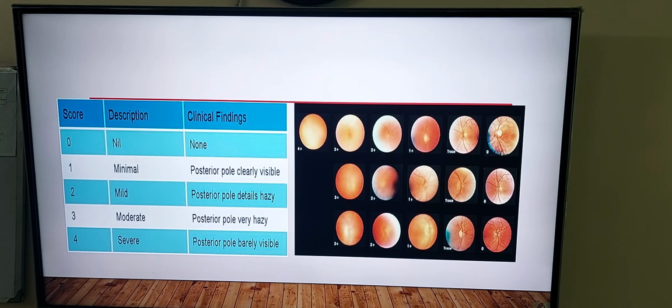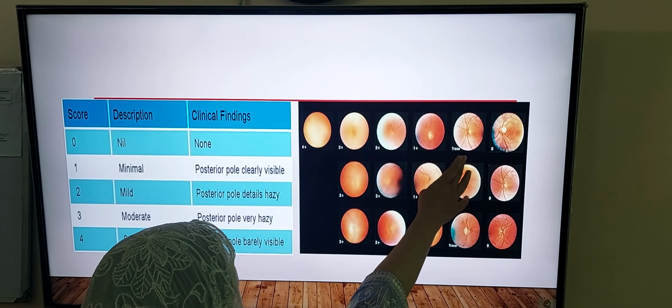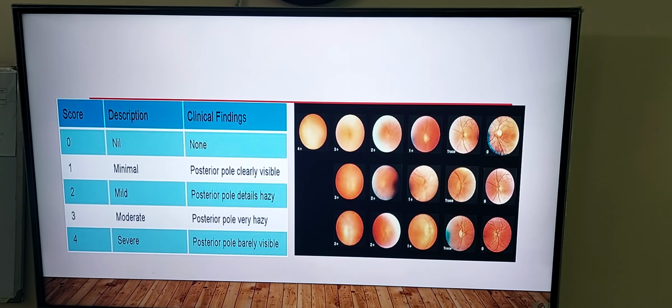Now, scoring. If you see a clear picture of the fundus, then it is 0. If there is a little haze, then you can label it as trace. If the posterior pole, disc, and vessels are visible, then we can grade it as +1. If only the disc is visible, +2. If there is moderate haze, then +3. Or if there is no visibility, then we can label it as 4 plus. This is the classification of vitreous haze.